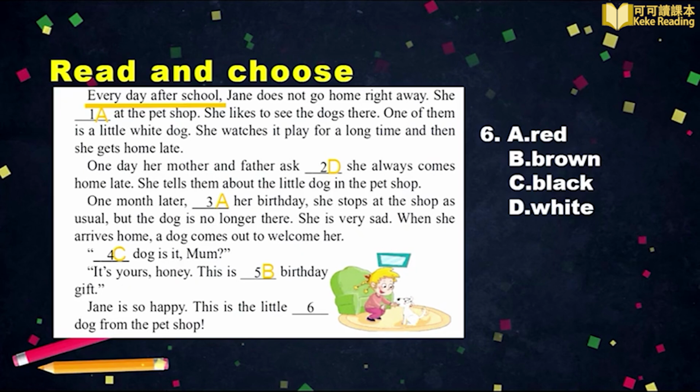Look at the picture. What color is the dog? It's white. 白色的。Also, at the beginning of the story, it says, she likes to see the dogs there. One of them is a little white dog. 文章开头也提到了那只小白狗，是 Jane 喜欢的那只。So the answer is D. A little white dog. Did you choose the correct answer? Well done. Let's have a rest, watch a video, and then you tell me which tense it is.